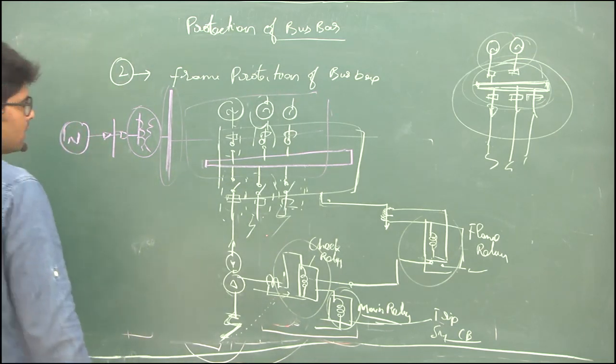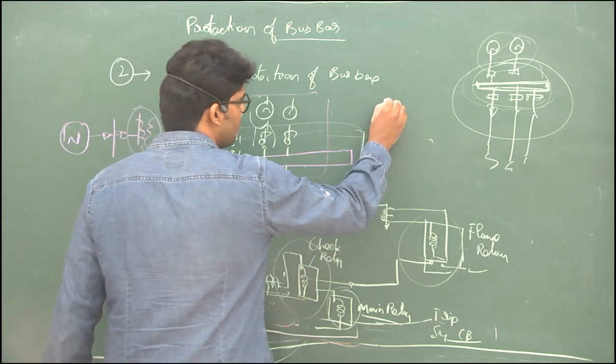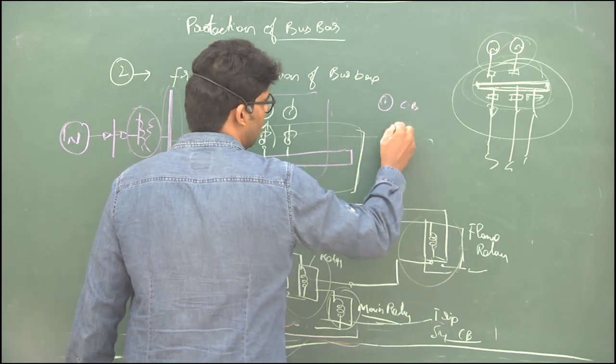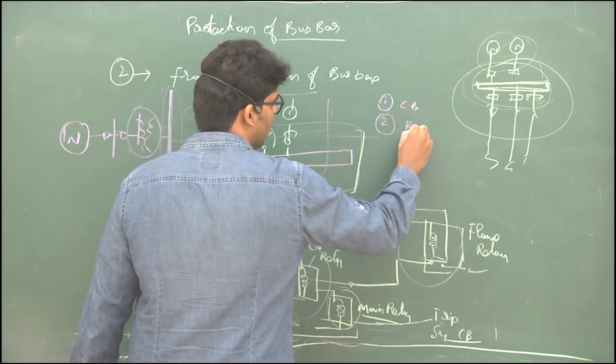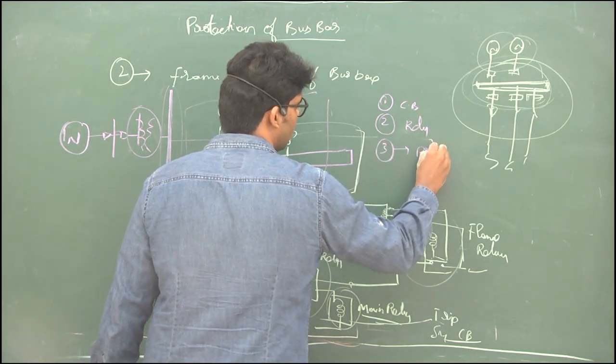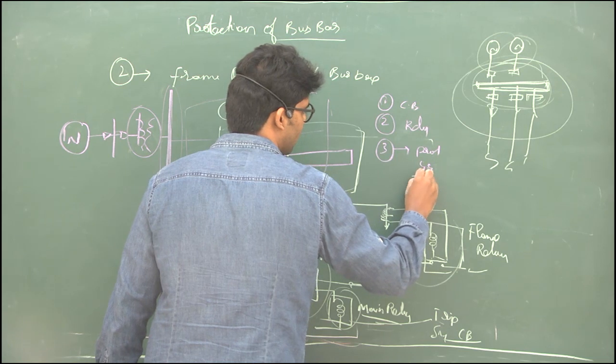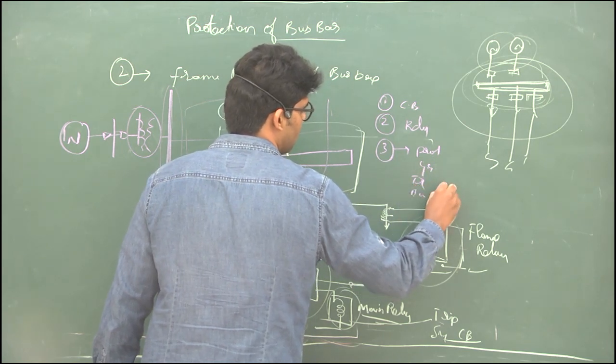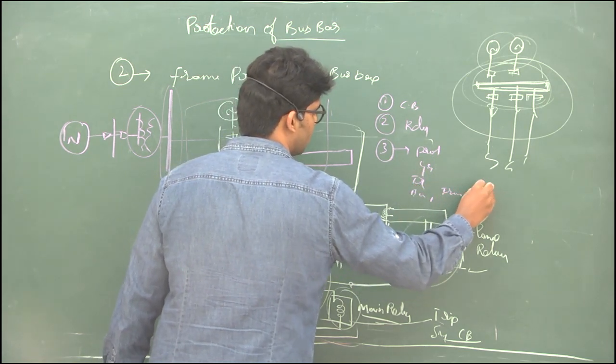So this is how the subject is connected. In the first unit you saw the circuit breaker, in the second unit we saw the relays, and in the third unit we saw the protection of generator, transformer, bus bar, transmission lines, and feeders also.